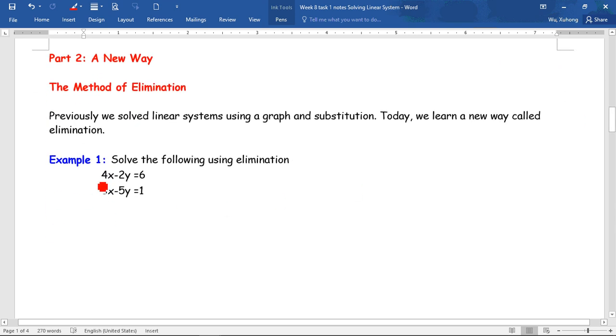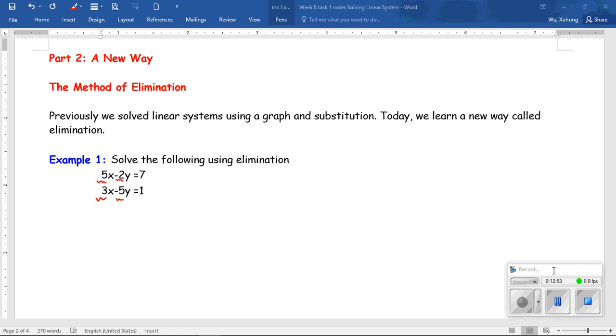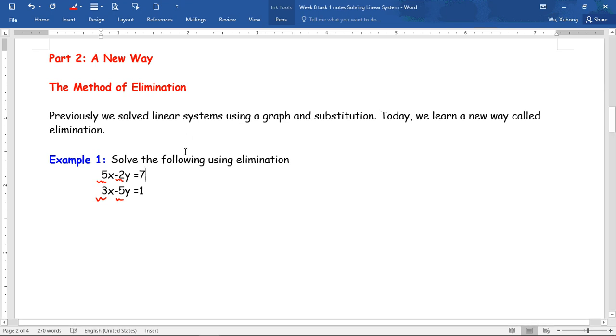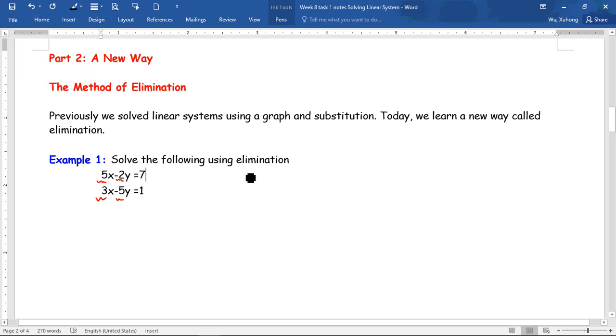In this one, you will see, okay, number at front of this, none of them are same, equals 1. So if you use a substitution method, you isolate one of it, you need to divide it the number to other side, you will have fractions. It will be troublesome. So we are going to see another method called elimination method. Okay, equation 1, equation 2.